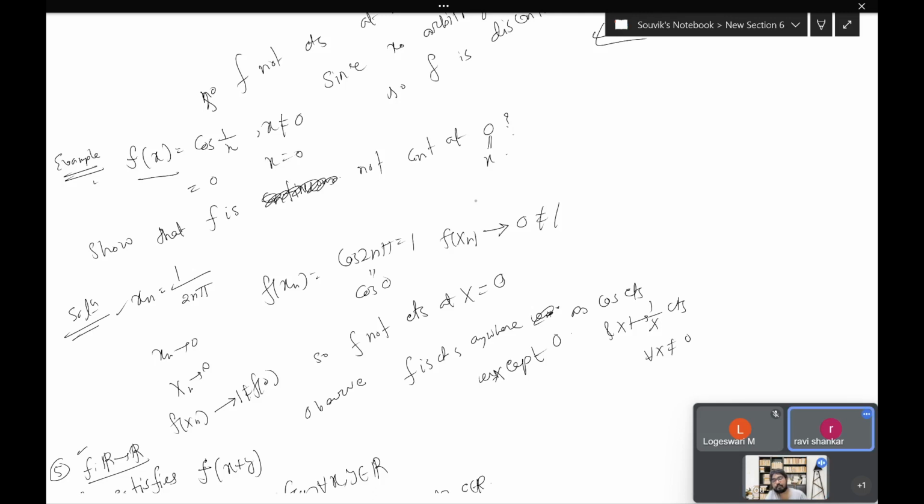So basically, we directly use the sequential criteria in order to show that this function is not continuous at zero. The first target is to choose a sequence xn which converges to zero, but the corresponding sequence f of xn is not converging to f of 0. So we have chosen xn to be 1 by 2n pi. Obviously xn converges to 0, but f of xn is 1, which is not equal to f of 0, because f of 0 is given to be 0. So that's why this function cos 1 by x is discontinuous. Understand?